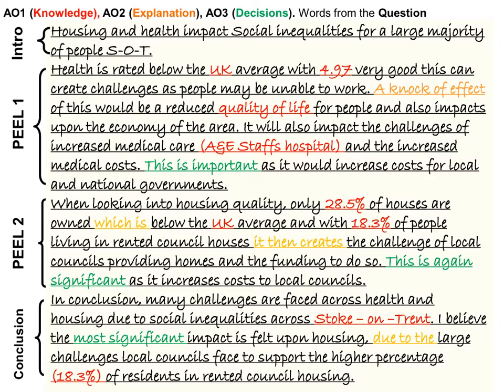In conclusion, many challenges are faced across the health and housing sectors due to the social inequalities in Stoke-on-Trent. I believe the most significant impact is felt upon housing. This is due to the large challenges local councils face in supporting the higher percentage, 18.3% of residents, in local council housing. So when you've done that, have a look at your AO1s, AO2s, AO3s, can you identify them? And also look at your appeal paragraphs, can you separate those out?